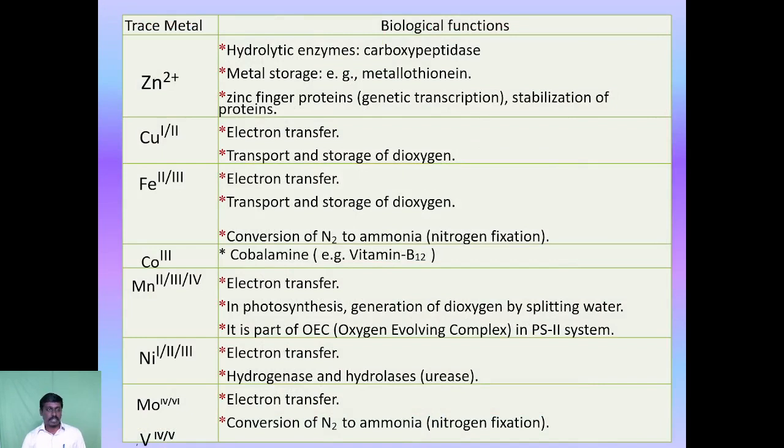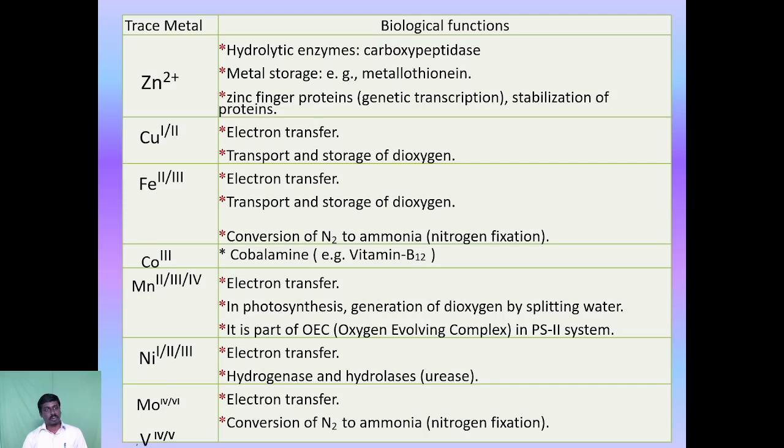The next classification is trace metal ions, for example zinc, copper, iron, cobalt, manganese, nickel, molybdenum and vanadium. Zn2+ is involved in hydrolytic enzymes such as carboxypeptidase, and in metal storage, for example metallothionein. It is also involved in zinc finger proteins, genetic transcription, and stabilization of proteins.